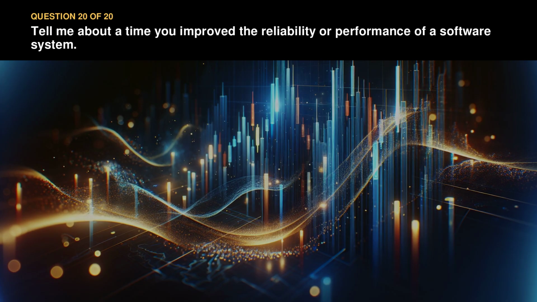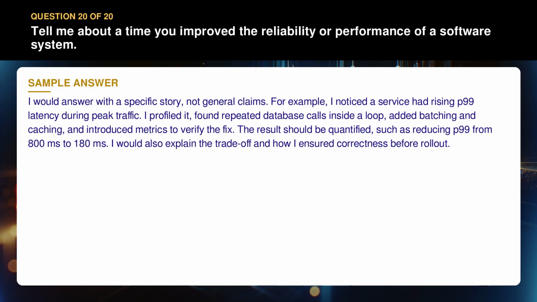Question 20. Tell me about a time you improved the reliability or performance of a software system. I would answer with a specific story, not general claims. For example, I noticed a service had rising P99 latency during peak traffic. I profiled it, found repeated database calls inside a loop, added batching and caching, and introduced metrics to verify the fix. The result should be quantified, such as reducing P99 from 800 milliseconds to 180 milliseconds.